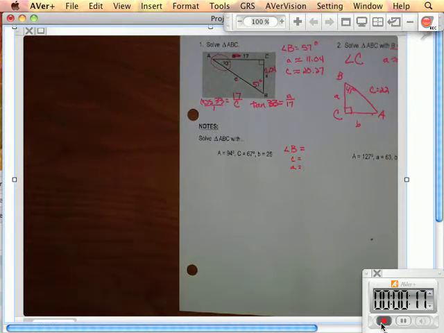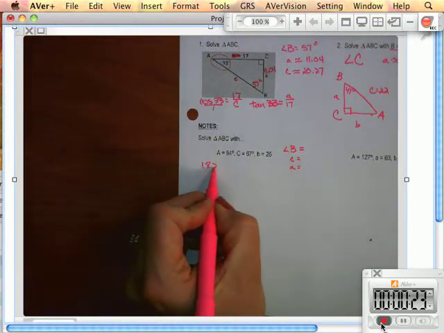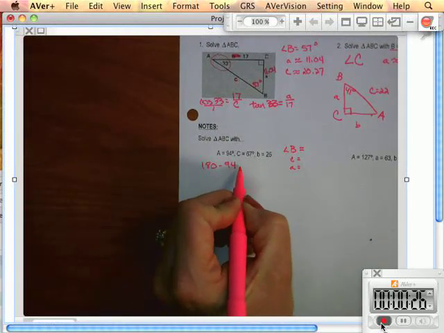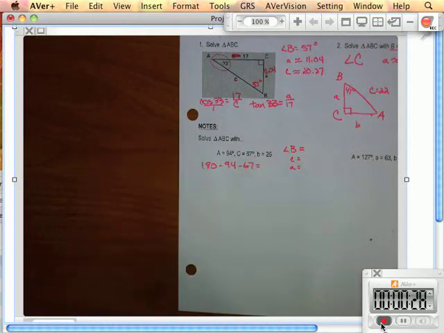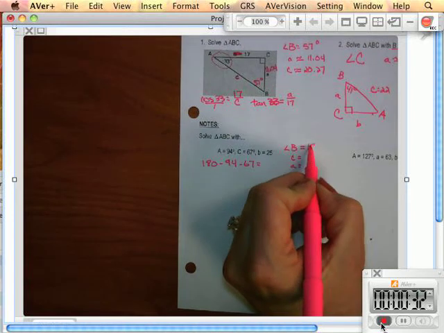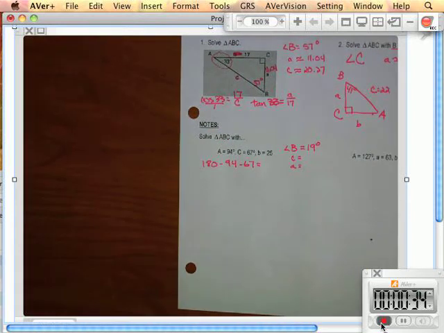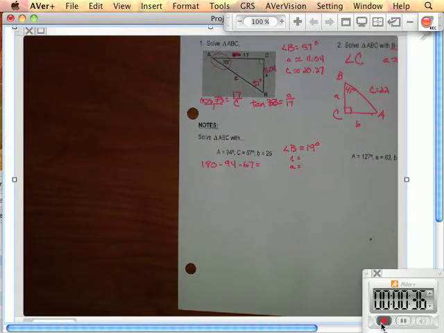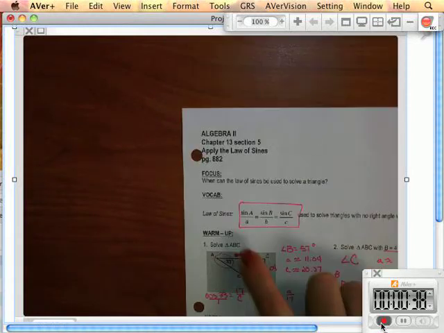Angle B is easy. How do I find angle B? Look at it like this: 180 minus 94 minus 67. What is angle B? 19 degrees. Okay? Cool.